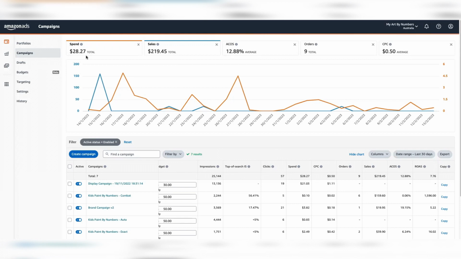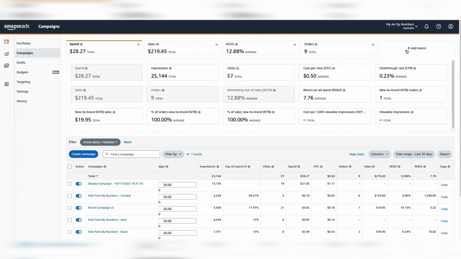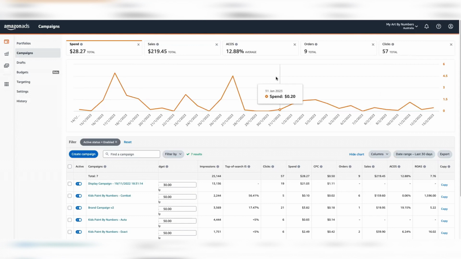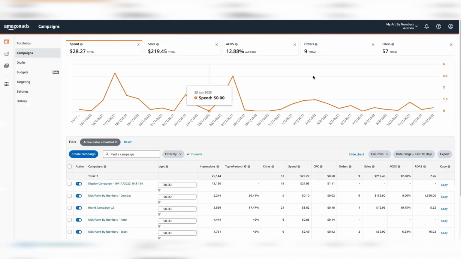The spend is less than $1 a day. His average cost per click was 50 cents, and in terms of clicks, he's only getting a couple of clicks a day. His ACOS is good. As for his conversion rate, we've got 57 clicks for 9 orders. If we do 57 divided by 9, on average, for every 6 and a bit clicks, he's getting a sale. So that's quite a good conversion rate.